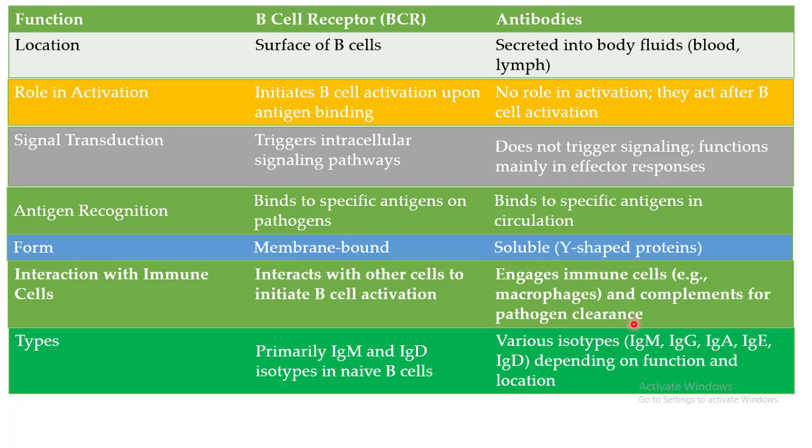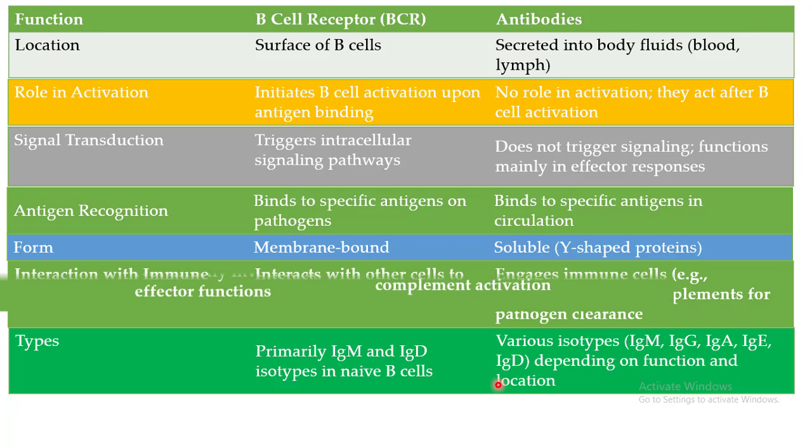Another important difference between the two is the types. The B cell receptors are primarily the IgM or the IgD isotypes in the naive B cells. And when you talk about the secreted antibody, you are going to see various isotypes. Don't worry about them. We are going to discuss them in detail. But the various isotypes are IgM, G, A, E, and D, depending on the function and the location.